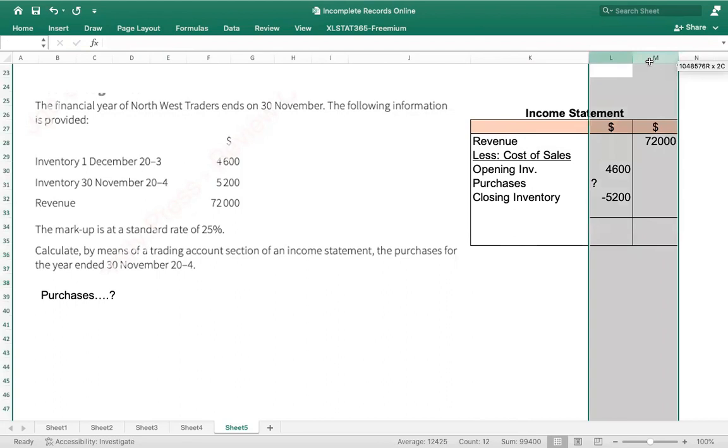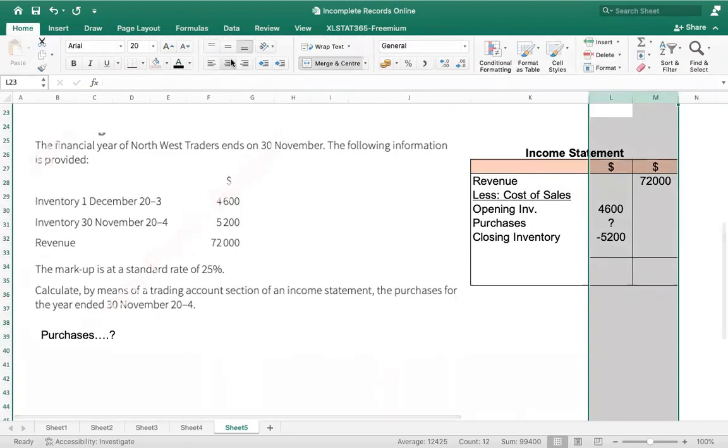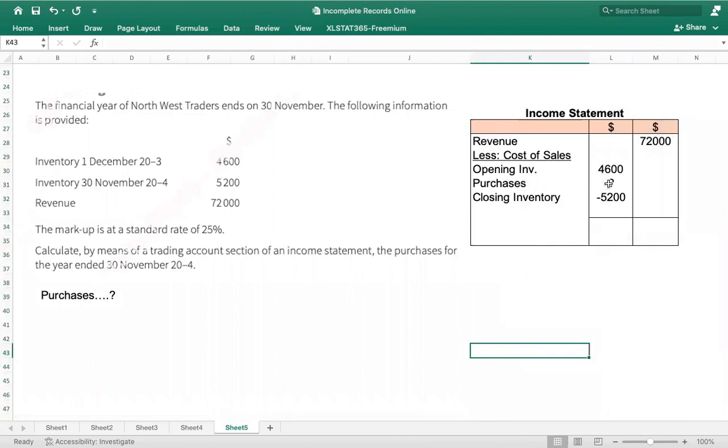So out of these three items, we know only the value of two: opening inventory and closing inventory. Purchases we don't know. Until we know the amount of purchases, we won't be able to find cost of sales, right? To find cost of sales, we need purchases. Purchases is not given, so what to do now? We will use the markup information. And what is the rate of markup? 25%.